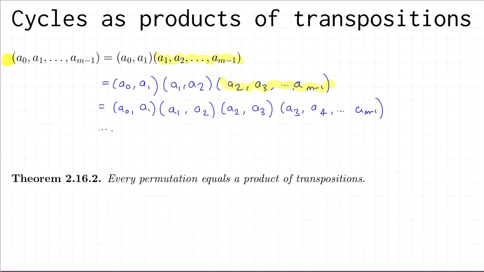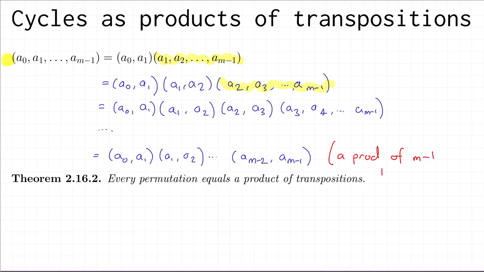We can just keep going, and what you'd end up with at the end is that the m cycle (a0 a1 up to am minus 1) is equal to a product of transpositions. It's (a0 a1) times (a1 a2) times all the way up to, the last one would be (am minus 2, am minus 1). So we have expressed the m cycle as a product of m minus 1 transpositions. I'm actually going to write that down because it's important. A product of m minus 1 transpositions.